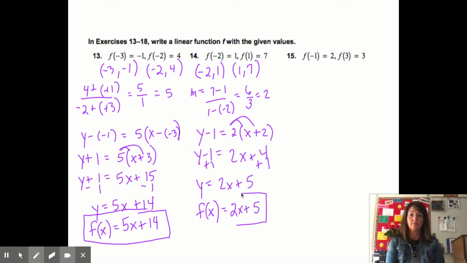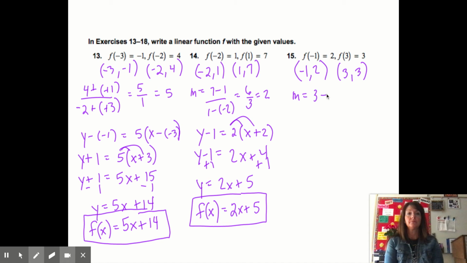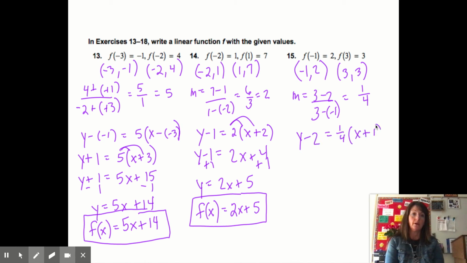Okay, here we go. And moving right along, -1, 2, and the input of 3, the output of 3. So calculate slope, change in y over the change in x. We have positive 1/4. I'll use the first point. So y minus 2 is equal to 1/4 times x plus 1. Again, I just dealt with the double negative, right? Minus a negative is plus 1.